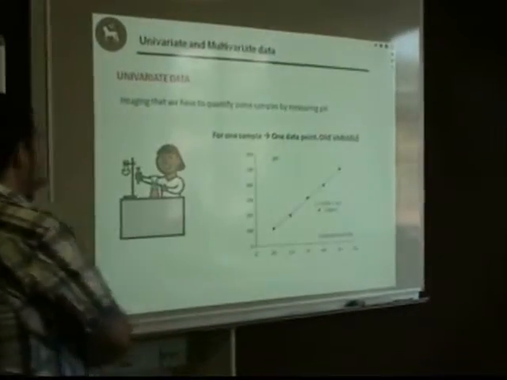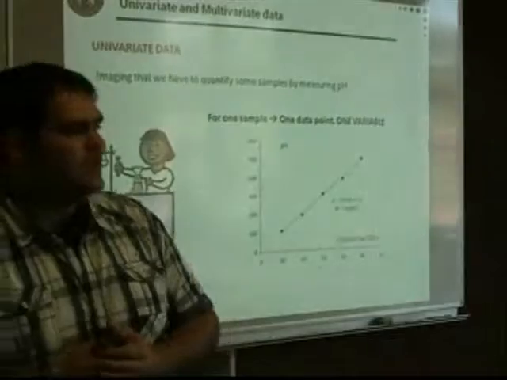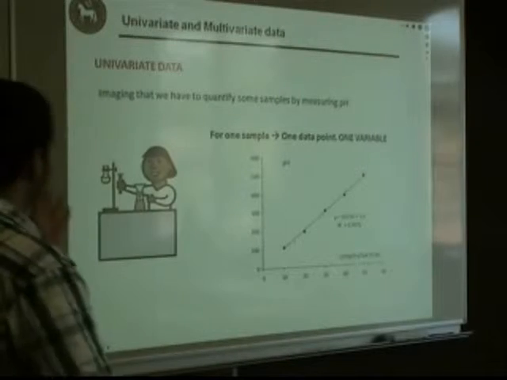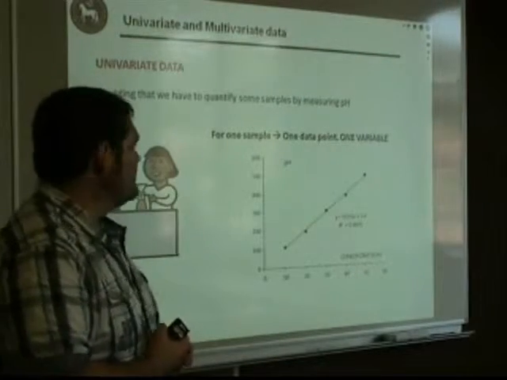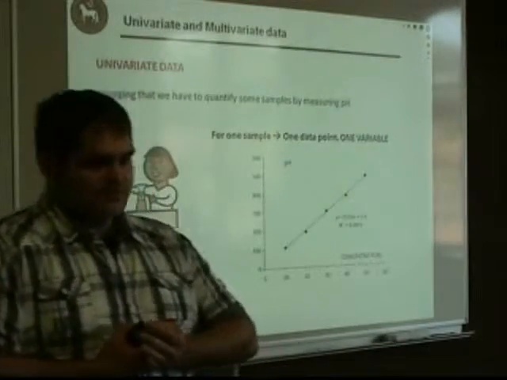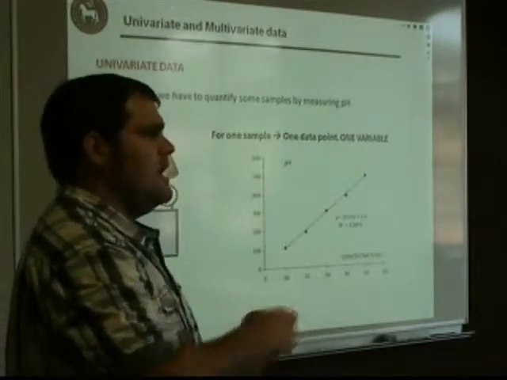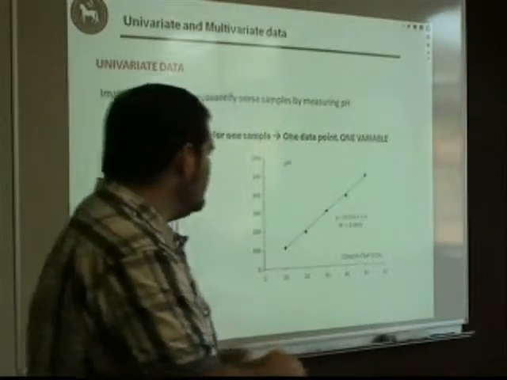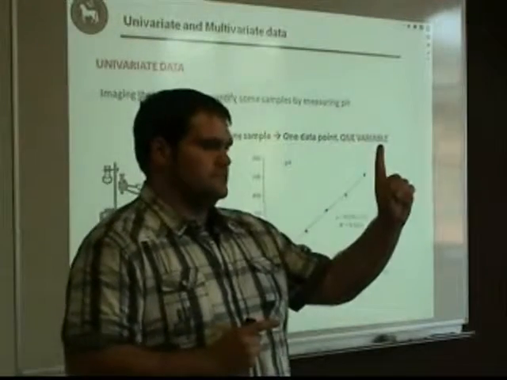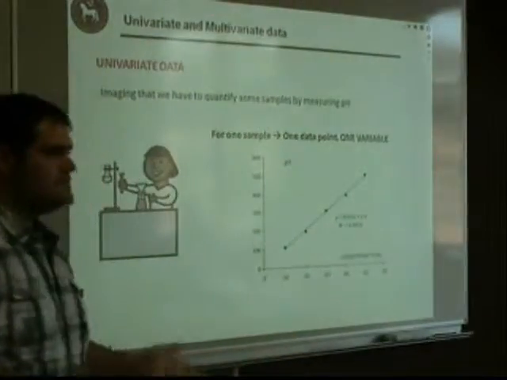Okay? So, univariate data. We are scientists, as I said before, and we usually go to the lab, and from our samples we gather data, right? Look at this example. Imagine that we want to quantify some samples by measuring the pH. What we do is go to the lab, we have our samples, we have our pH meter, and we take the pH. After that, we make a regression line like this one, and we can quantify, right? Whatever we analyze, using the pH. Look at this. For one sample, we take one data point. This is what we call univariate data, as simple as it is.